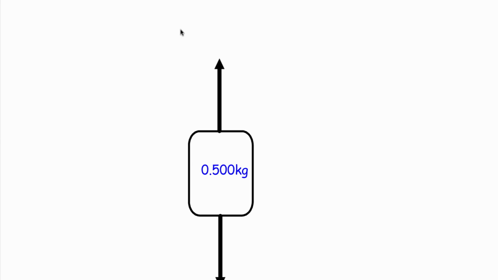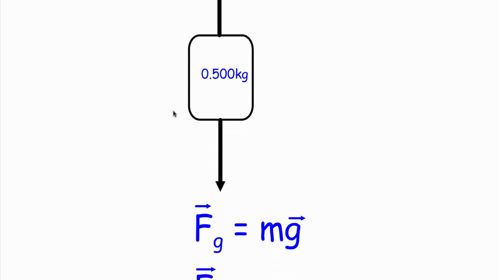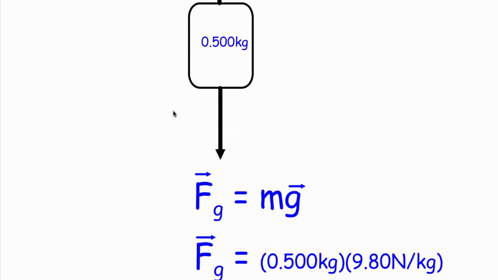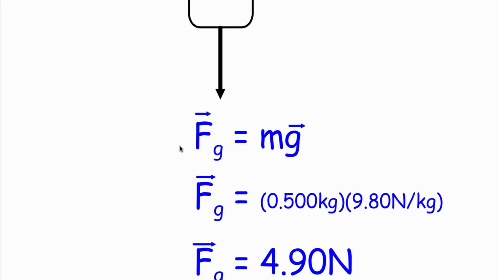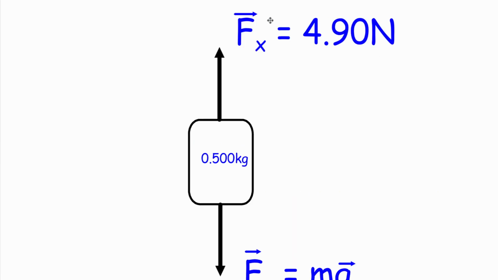Okay, so just like with our last free body diagram, we've got our mass, and in this case, gravity is pulling down, but the spring will be pushing back up. So we need to calculate the force of gravity, mg, 0.5 kilograms times 9.8 newtons per kilogram, which gives us 4.90 newtons. So if gravity is pulling down with 4.90 newtons, the spring has to be pushing back with 4.90 newtons. Now let's calculate our K value.